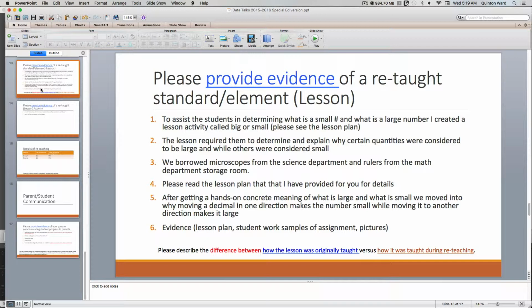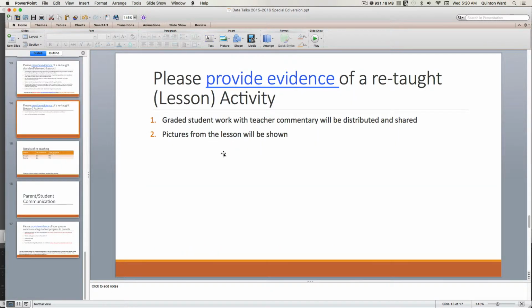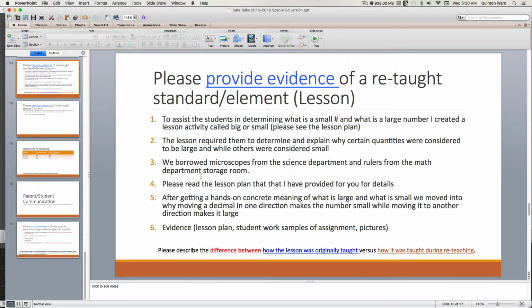The goal of using the microscope is to get the child to conceptualize the idea of something extremely small. Okay, please read the lesson plan that has been provided. So that's my evidence. I could bring pictures of the kids using the microscopes with the activity. That is evidence. The actual activity that walked them through, the worksheet or whatever the activity was, that's evidence.